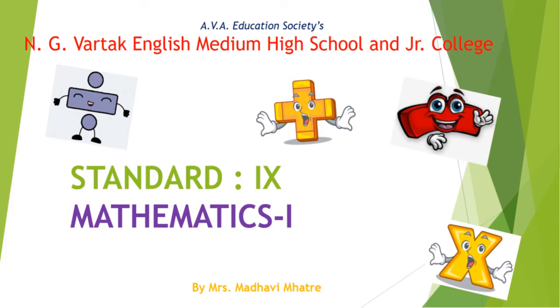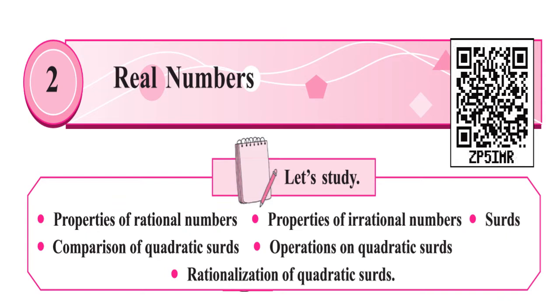We are studying chapter number 2, Real Numbers, and in that we have completed these topics: properties of rational numbers, properties of irrational numbers. And in the previous lecture we have started with surds. In that we have learnt about the definition of surd, and we have seen that surd is nothing but the irrational root.